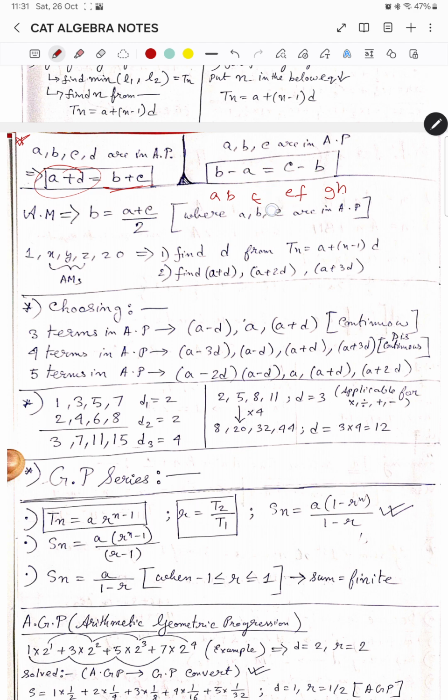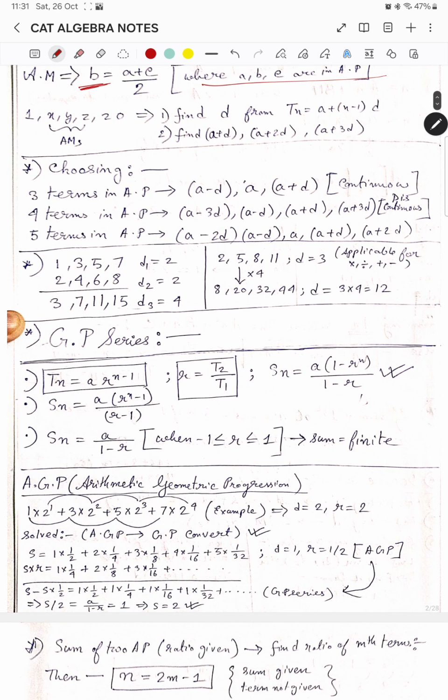And if at all, let's say a, b, c are in AP, b minus a equals c minus b, which is the arithmetic mean concept: 2b equals a plus c. The arithmetic mean b equals a plus c by 2 when a, b, c are in AP. This was the thing I'm talking about.